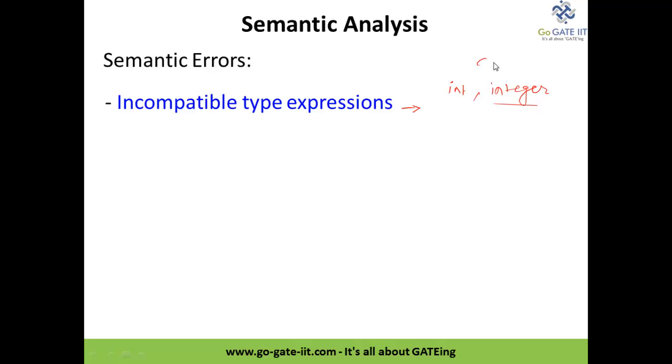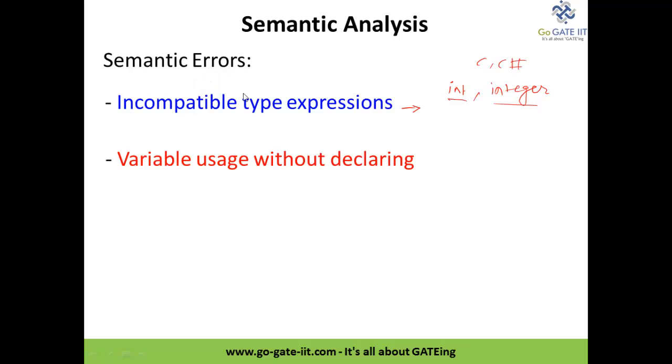If we consider C or C Sharp, then integer doesn't exist as a keyword or type. We have the int keyword. So incompatible type expression covers these kinds of errors where we don't have type compatibility. In such cases, semantic errors are generated, and the semantic analysis phase plays a very important role in detecting such errors. The very next type of error is variable usage without declaring.